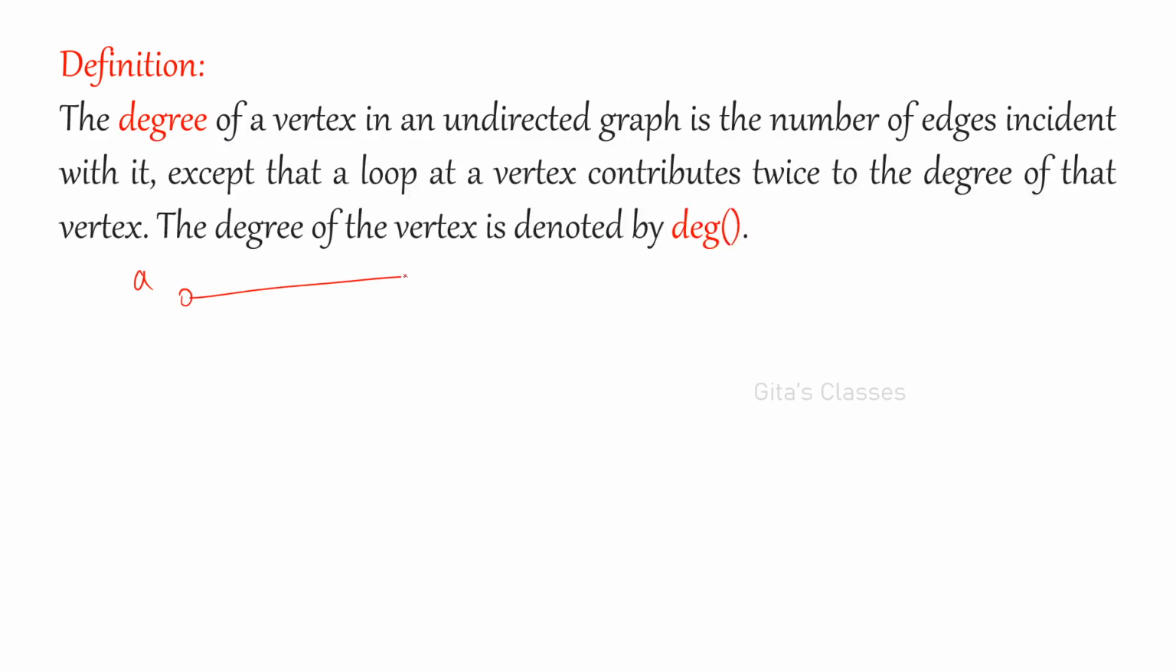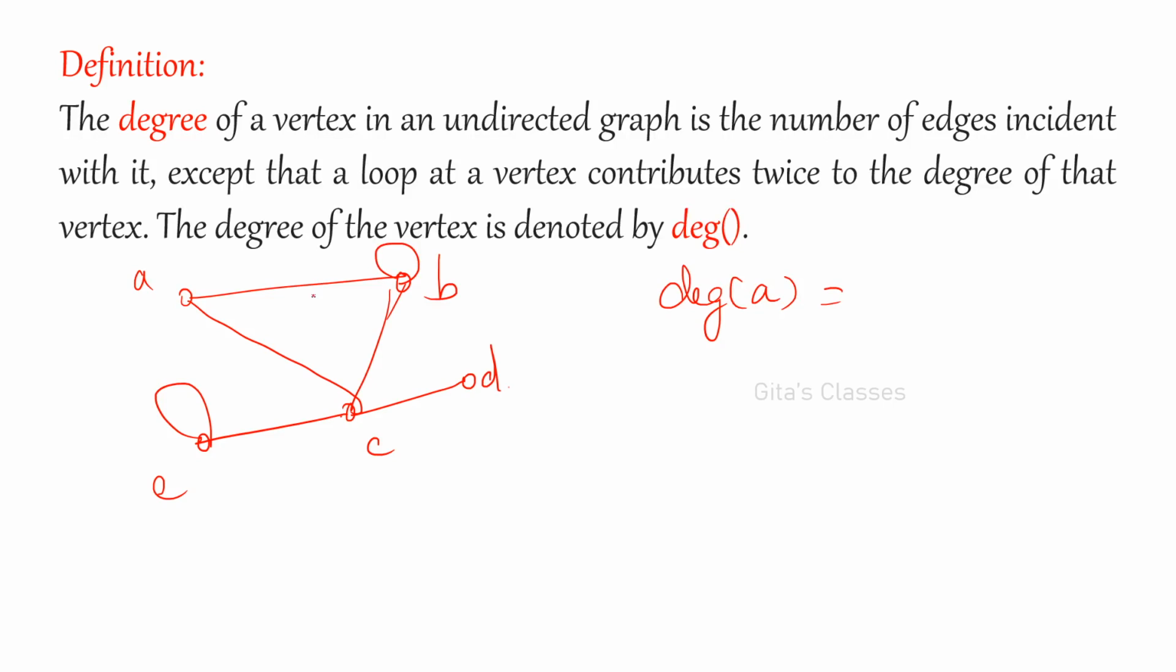Suppose you have A, B, you have a loop for B, C, then D, then E, you have a loop also here. Can you tell me what is the degree of A? 1, 2. How many edges are incident with that? Degree of B, 1, 2, 3, 4. For a loop, you have to consider twice. Okay, because 2 edges, 2 endpoints. You are starting from B and ending with that.